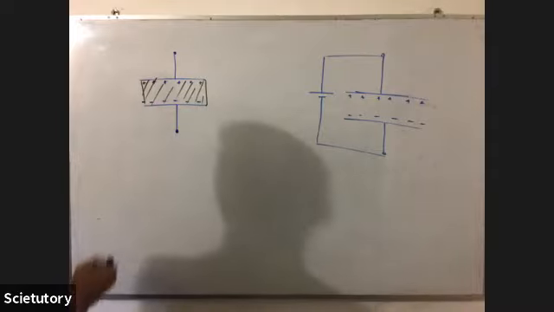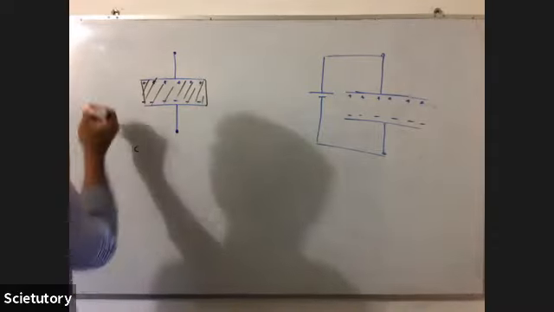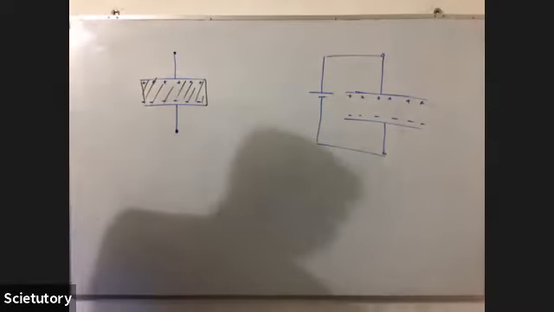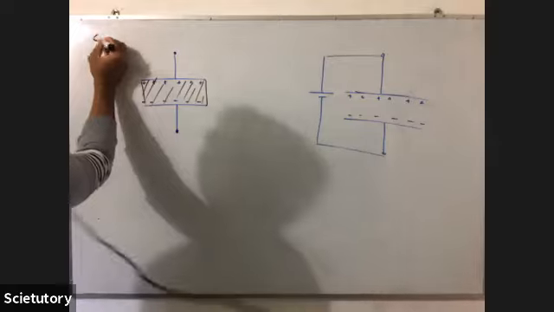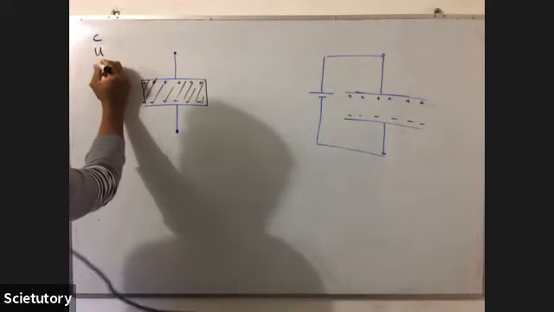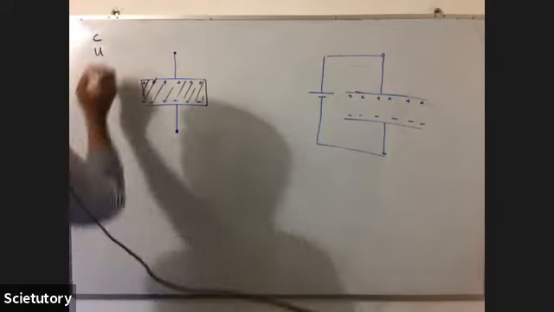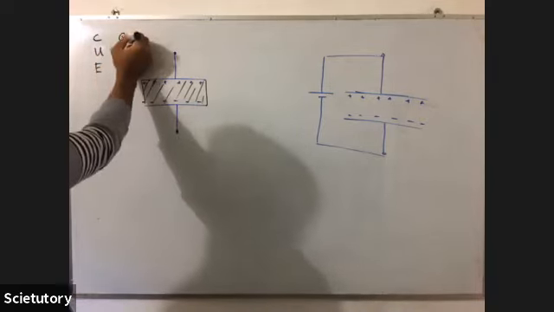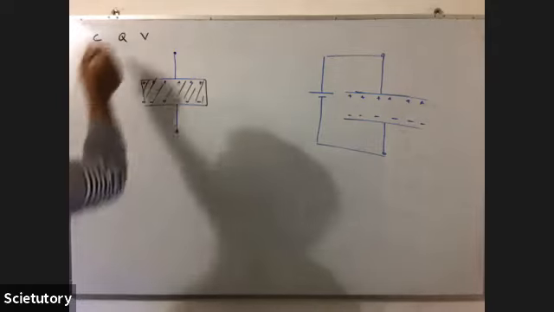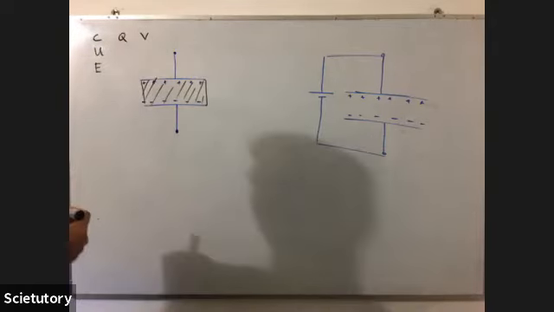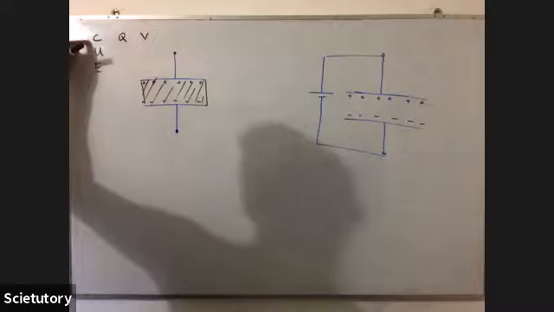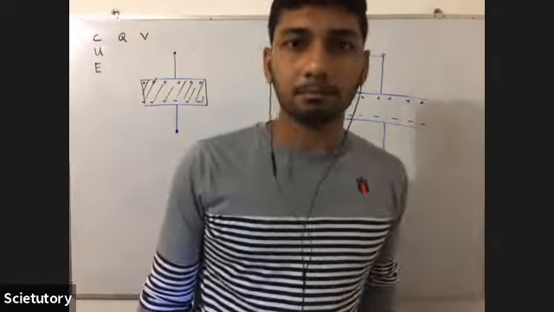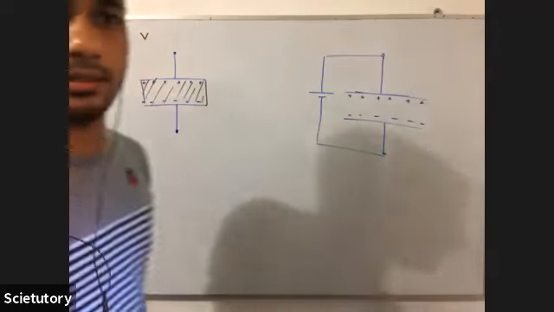So what do you think about the capacitance? The initial capacitance was C. The initial parameters are just letters: C, U, they are giving U naught but I'm just writing U, E, and what other things? Q, V. So all these things should be short. Now let's discuss what happens to C. Will C increase or decrease?